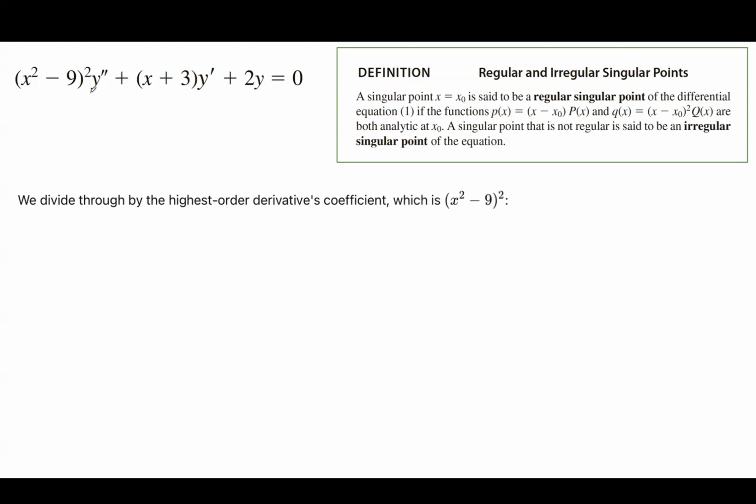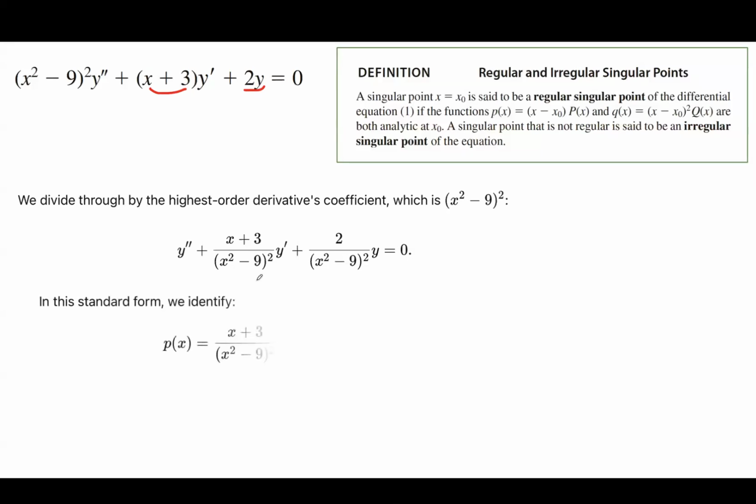So you end up with the second derivative of y plus (x plus 3) divided by (x squared minus 9) to the power 2, which is written here, times the first derivative of y plus 2y divided by the leading coefficient, which is (x squared minus 9) to the power 2, which is written here, times y equal to 0. Now take a look at the zeros of the denominator. p of x and q of x can be written this way. p of x is the coefficient of the first derivative of y, and q of x is the coefficient of y.